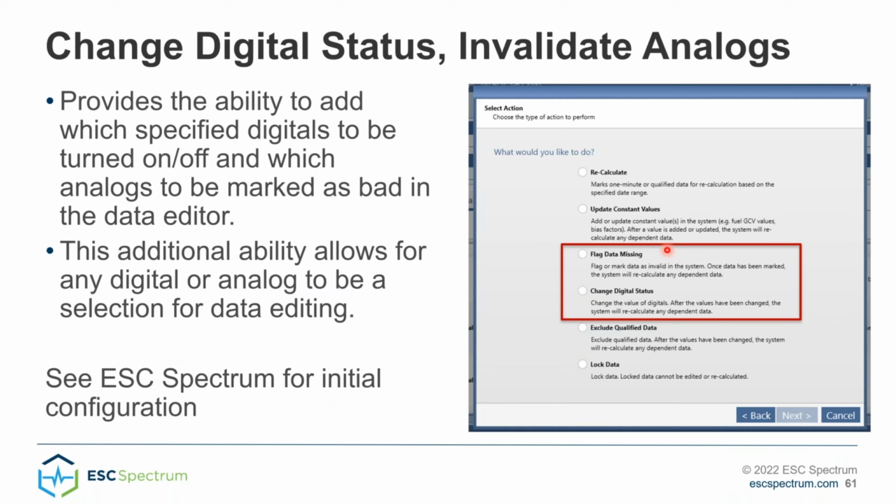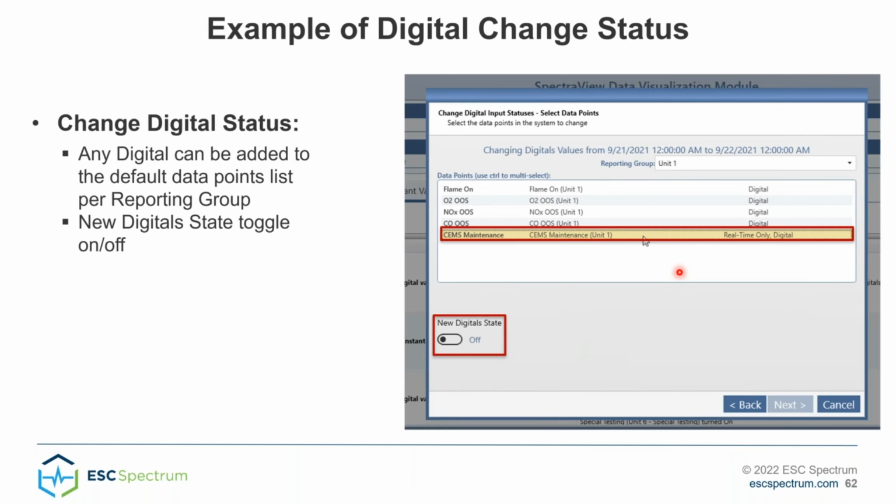We've also added the ability to specify to the configuration team which digitals can be turned on and off and which analogs can be marked as bad in the data editor. So this allows us to turn on or off any digital or mark any analog as bad. Before, I think it was limited to the online signal, things like that. But we can configure that to be anything you need us to, anything maybe coming from the plant or any kind of instrumentation. And then when you go in the data editor, those options will be available for you.